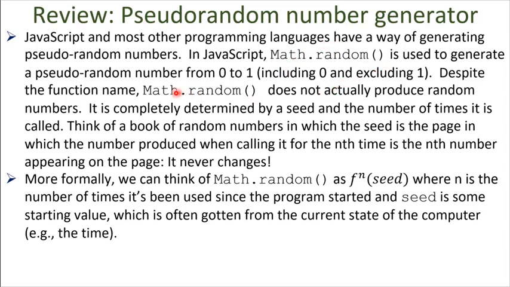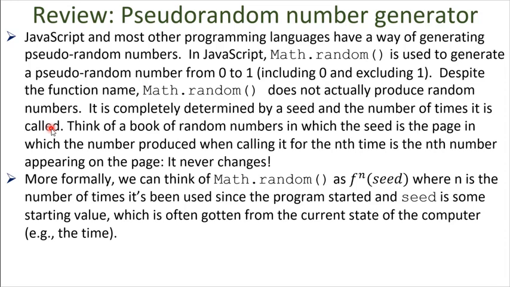And if you remember what we said about it, math.random doesn't actually produce random numbers. It's really completely determined by some starting value called the seed and the number of times you refer to it in the program during program execution. For instance, the first time you call math.random, you'll get one number. The second time you call it, you'll get a second number. The third time, you'll get a third number. But if you start with the same seed, those three numbers will always be the same.